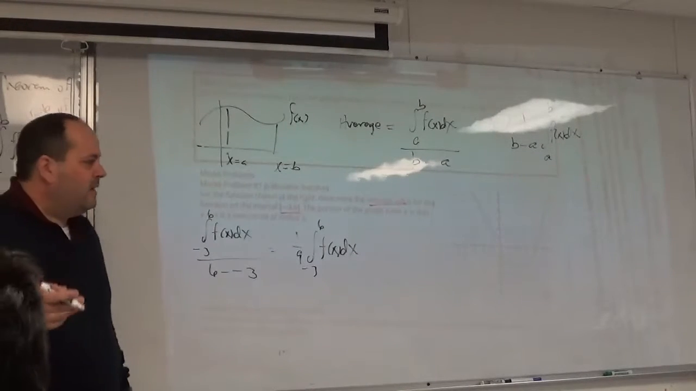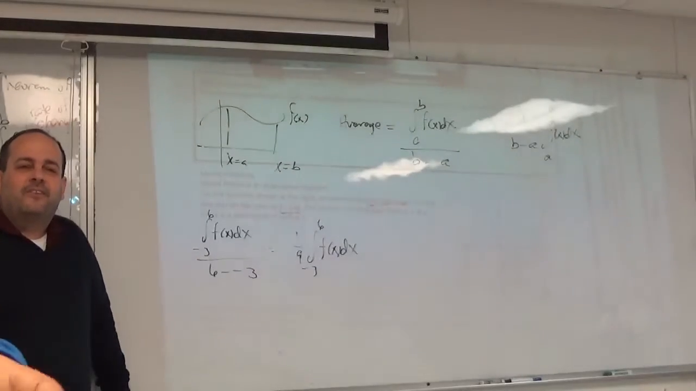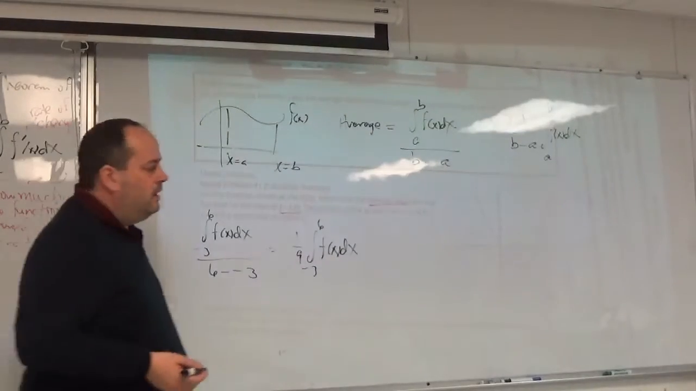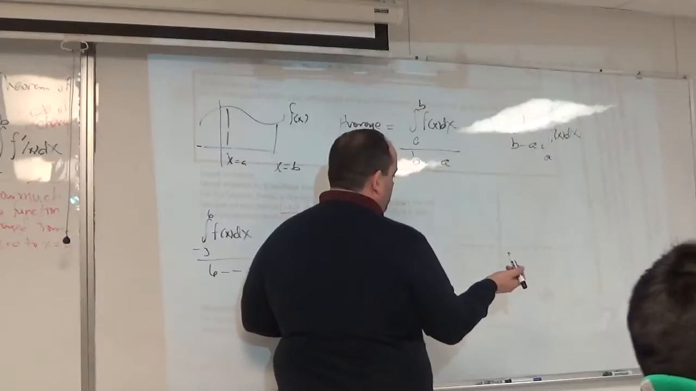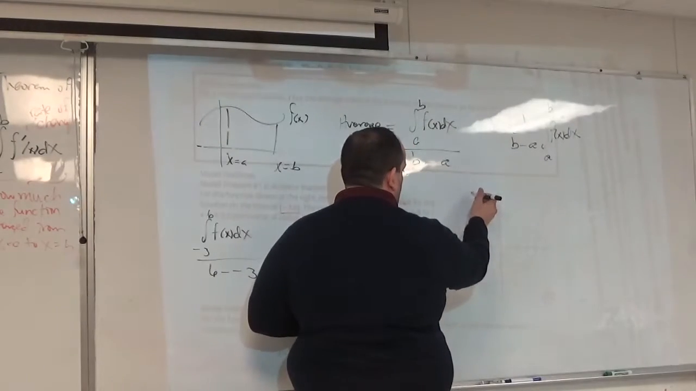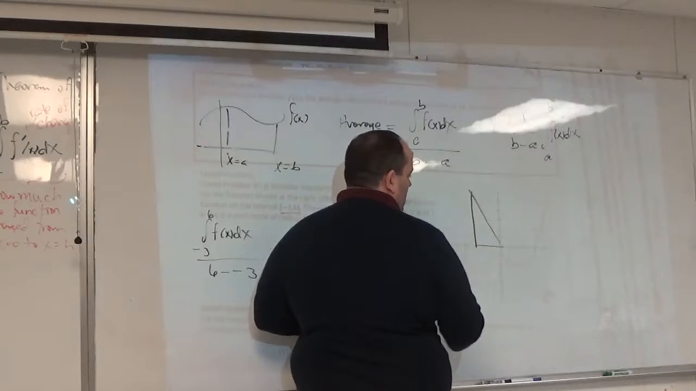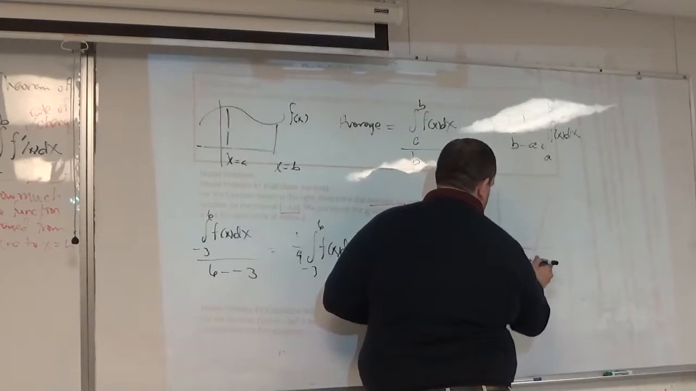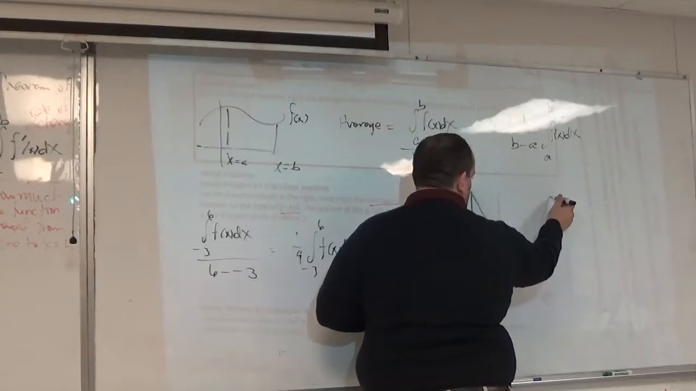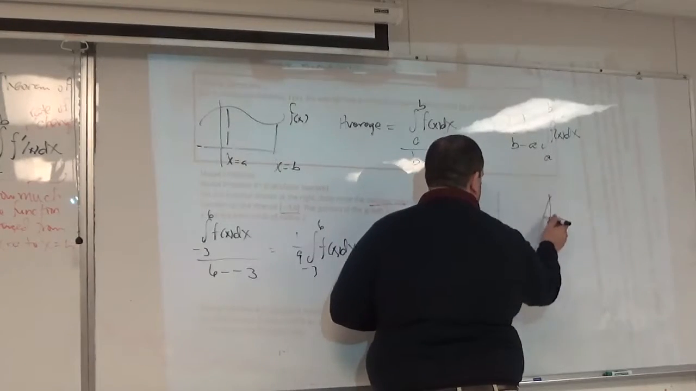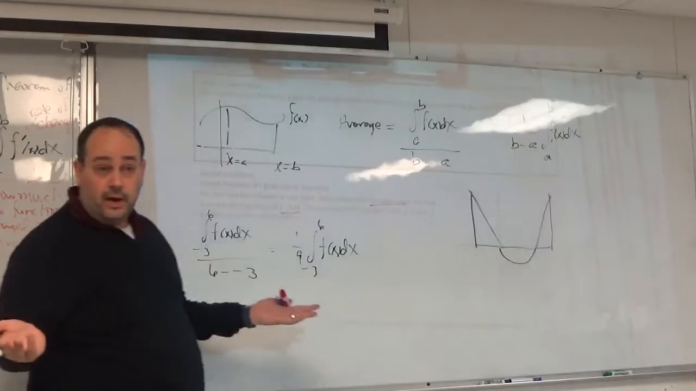Henry, how are you going to find the area from -3 to 6? What's your plan? Split them up. Split what up? Triangle from -3 to 0. Okay, we've got a triangle from -3 to 0, the semicircle from 0 to 4, and a triangle from 4 to 6. But we need the area for all of these, right?